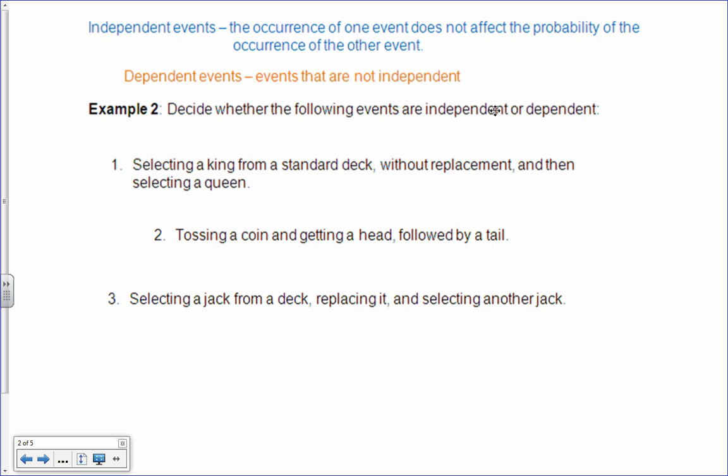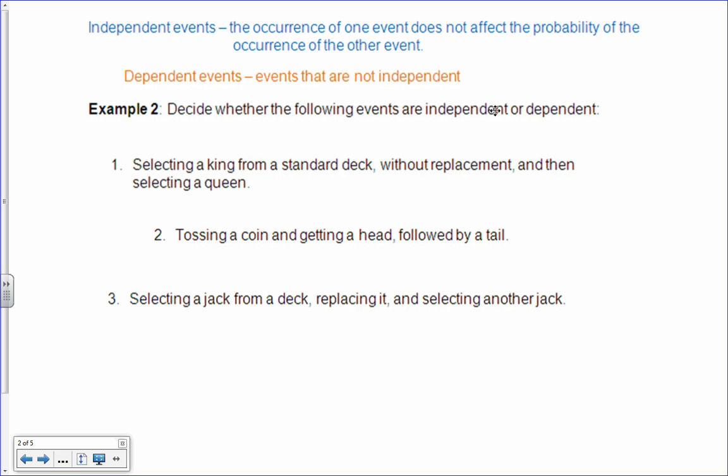In that last example, would you suggest that the choosing of the queen, knowing that the king has already been chosen, and not putting the king back in, would that be independent or dependent? Okay, dependent, because did the probability of getting the queen get affected? It did. So how could we make that independent? By simply putting the king back in, exactly.